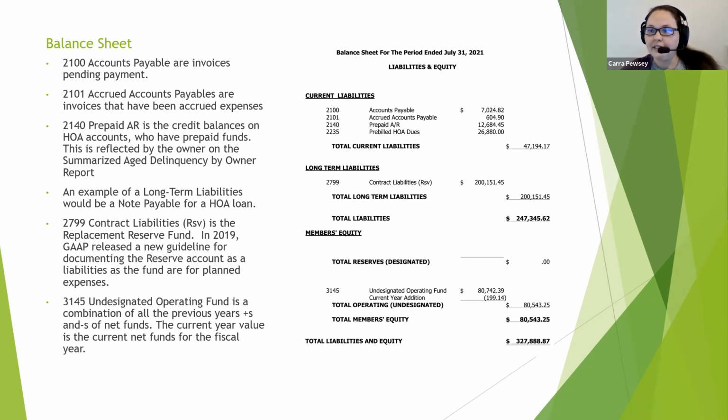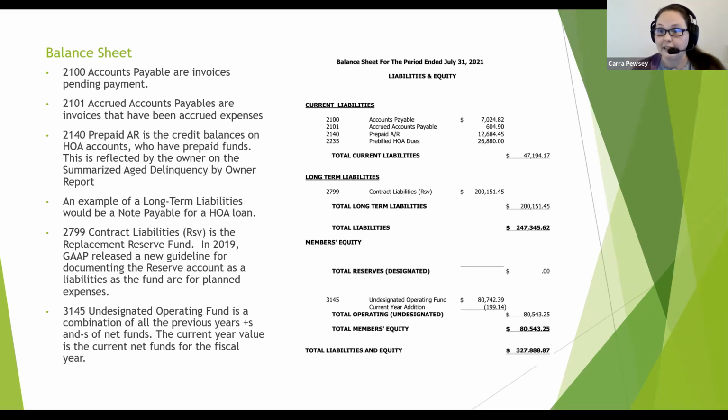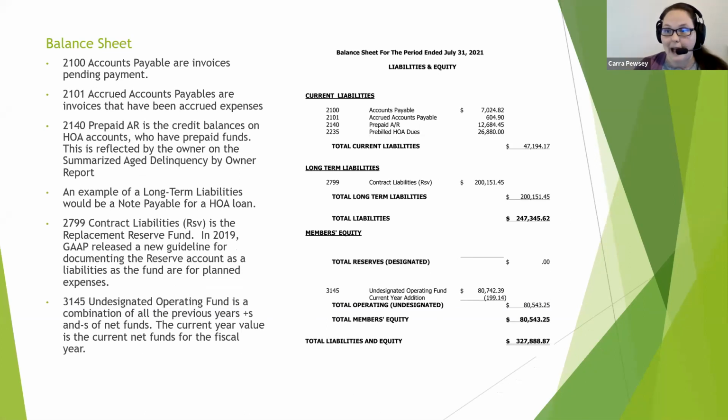Prepaid AR, this is a liability because it's money that homeowners have paid in advance. So if the association was to ever dissolve, it would be money that you would have to pay back, making it a liability. There is a report that I'll show you a little bit later that will explain the breakdown of prepaid AR, but it's pretty simple, just people who've paid in advance. What's AR stand for? Accounts receivable? Accounts receivable, thank you. Okay. Yes, accounts receivable, AR.